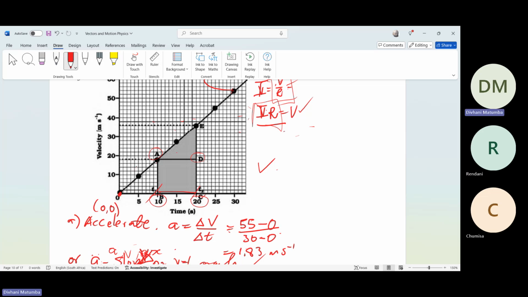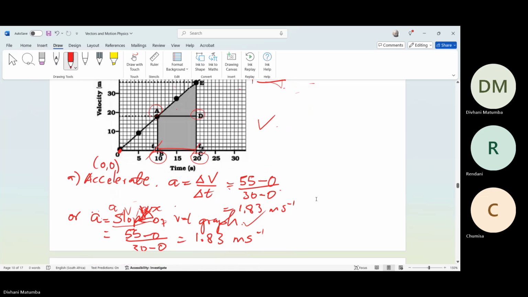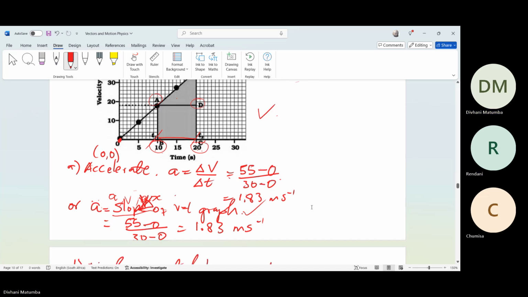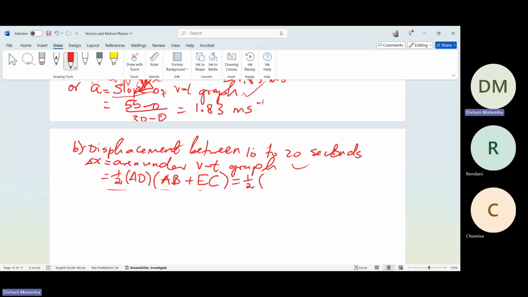Oh, yes. 30 minus 10. Which is 20. No, not 30 minus 10, sorry. 20 minus 10. That's the distance between 10 and 20. 20 minus 10. How much are you getting? 10. You are getting 10.